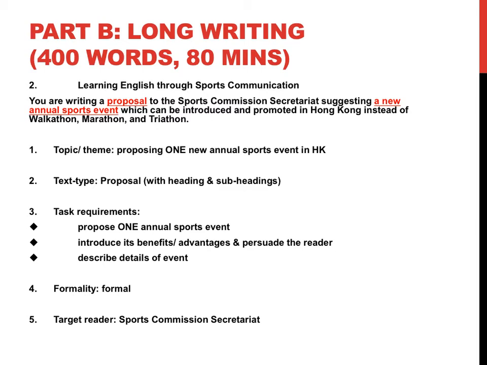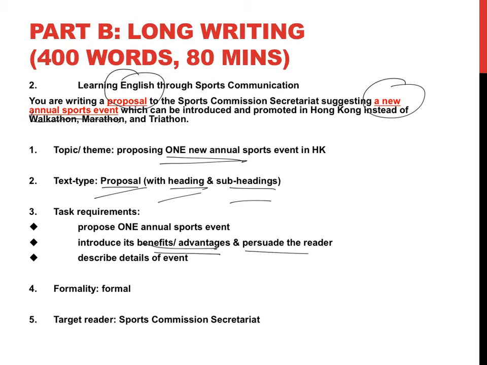So make sure you underline the very key information, like here. This is a proposal, and this is one new sports event. So make sure you underline it in the topic, and think about the following questions. One sports event. Task type is a proposal, so make sure you have heading, subheading. Be very familiar with the format. Task requirement: propose one sports event. When you talk about a proposal, you should talk about benefits, because otherwise people will not listen to you. You should persuade. Talk about benefits and also persuade the reader, convince the secretary.